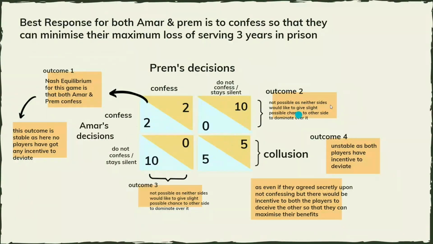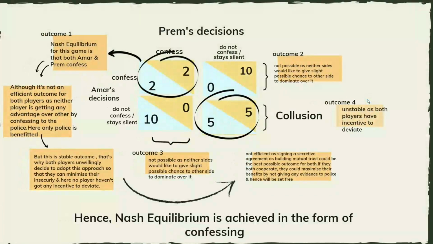Although outcome one is not the best and the efficient outcome for them, but it's stable as from here no one have got any incentive to deviate. और जहाँ तक outcome 2 और 3 की बात है, तो both the outcomes are unstable and impossible to achieve because do not confess is not among the best strategies of Amar and Prem.